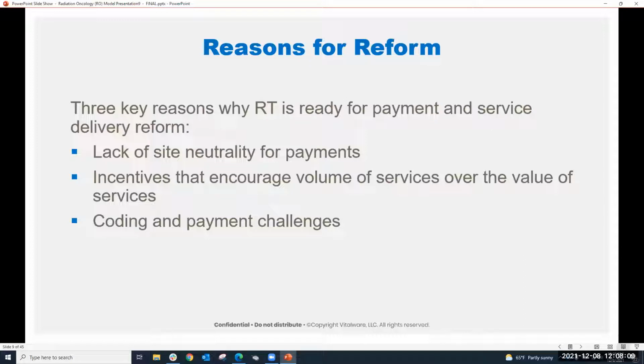And the third is your coding and payment challenges. And anytime you have the exact same services being billed in different ways across sites, you're going to have your coding and payment challenges. And we're going to go over more detail of this in later slides.